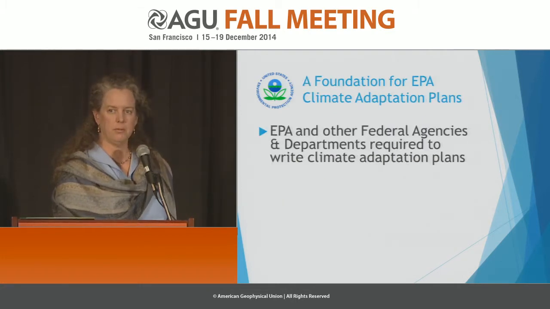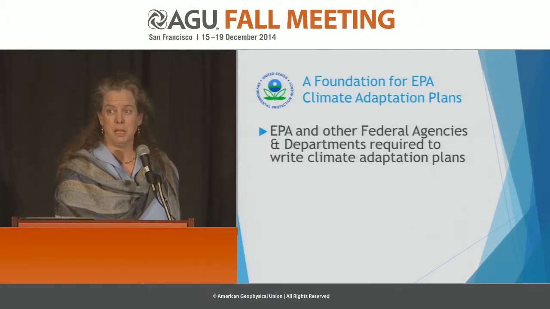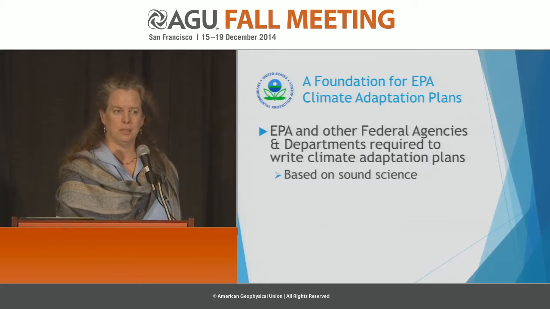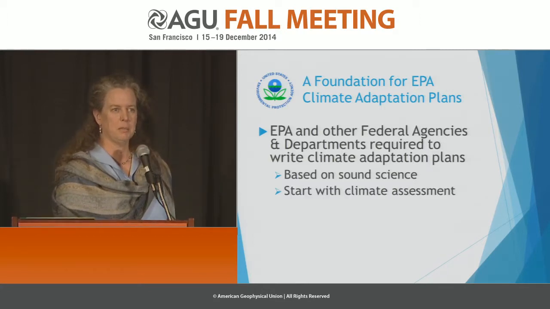So EPA and other federal agencies and departments were required, by executive order, to write climate adaptation plans. And maybe some of you worked on some of these, maybe some of you know about them. But we were told that we had to base it on sound science, which is a very important thing. And we also had to start with a climate assessment, which made us realize, well, that's going to take time to do it right. It's also going to take a lot of money. But there's that second National Climate Assessment out there. How about we use that?